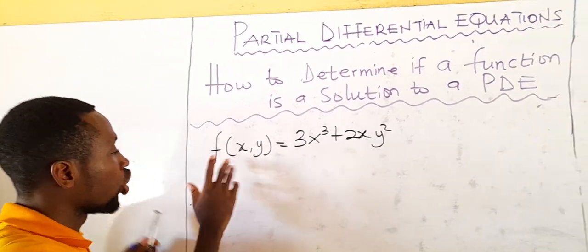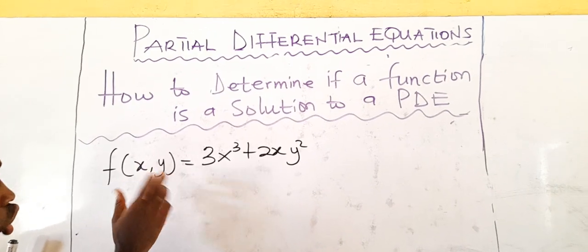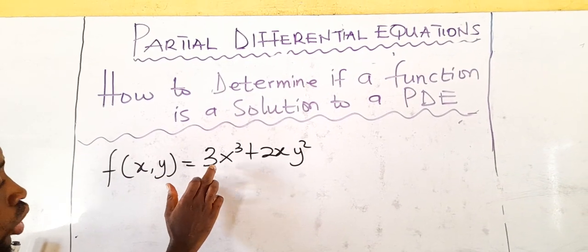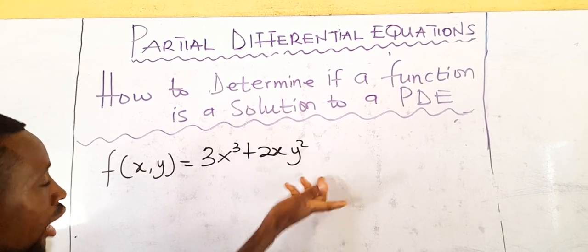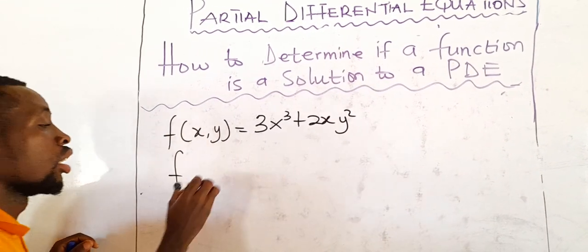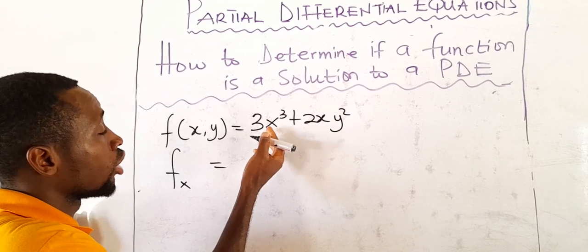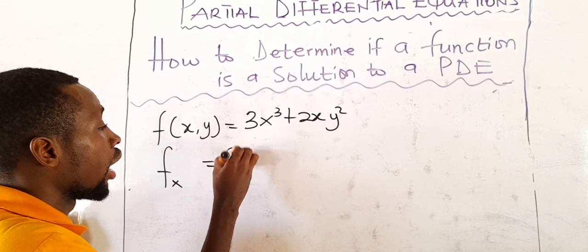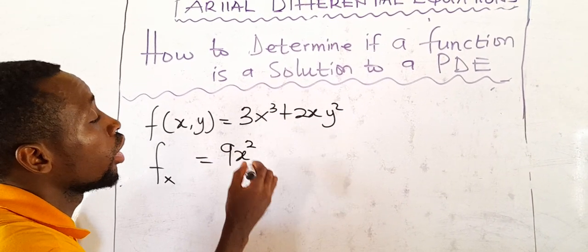So now we have a function on the board, a function f, which is dependent on two variables x, y, equal to 3x cubed plus 2xy squared. If we want to find the partial derivative with respect to x, what do we do? There is x here, so we differentiate this. We get 9x squared.